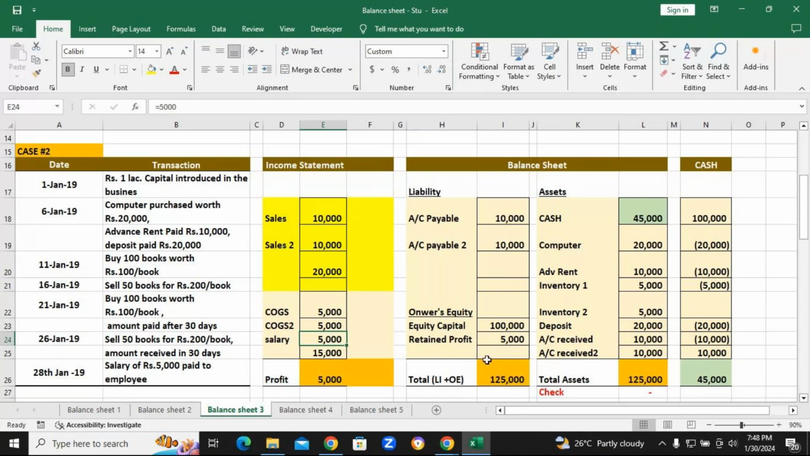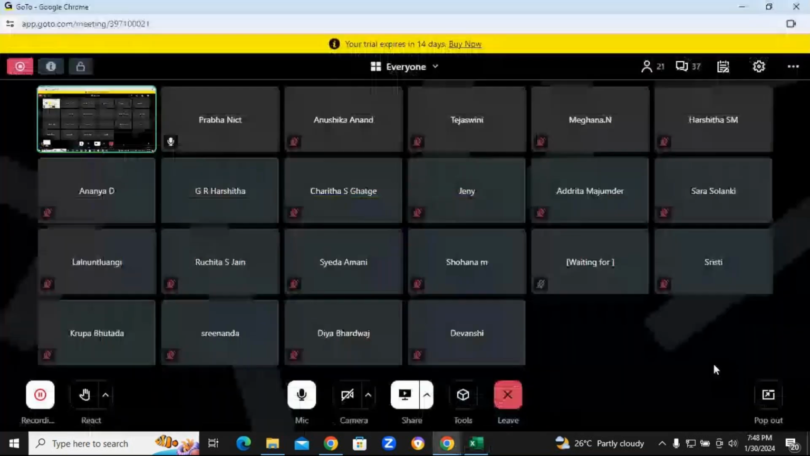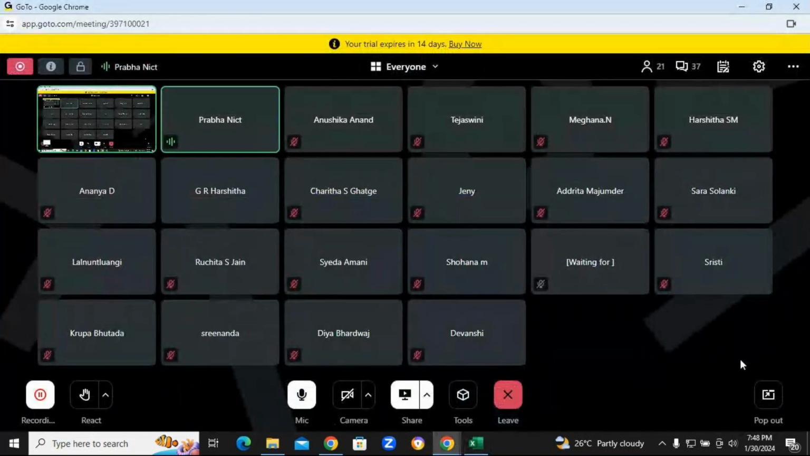So if you see, total liabilities plus owner's equity is 1,25,000. Assets, if you see: cash, whatever is left with me, that is 45,000, and the computer I have bought, the rent I have given, the inventory values, the deposit, and the amounts that I'm supposed to receive. So everything should get tallied. So type in 2 if you people have understood.